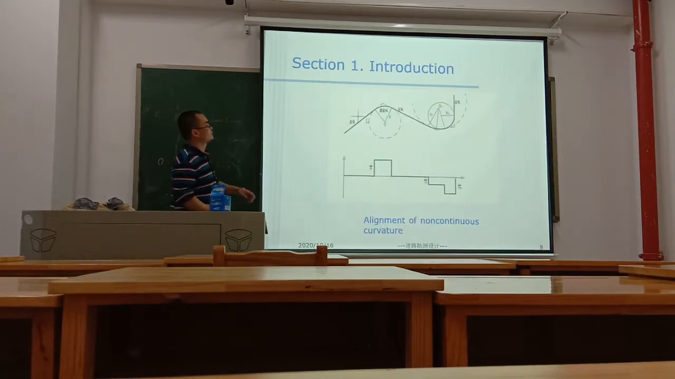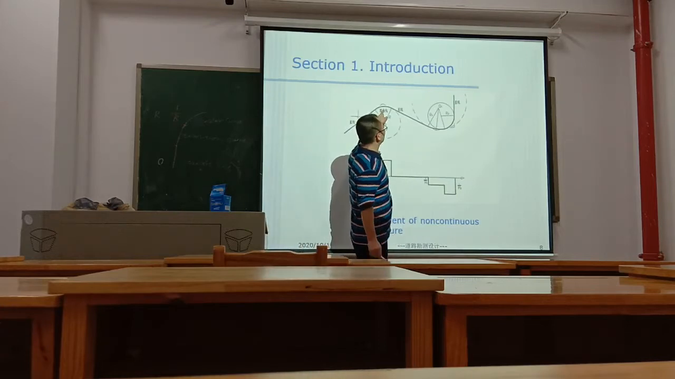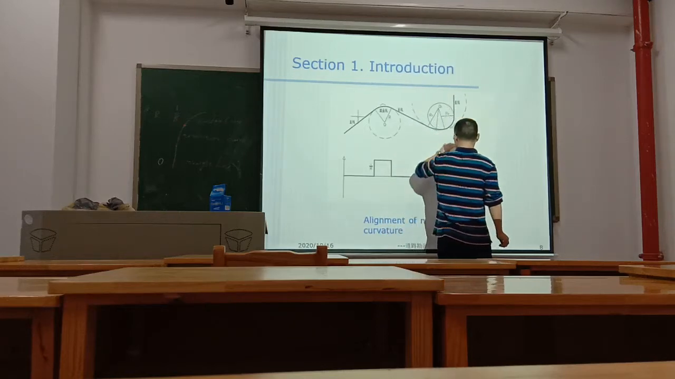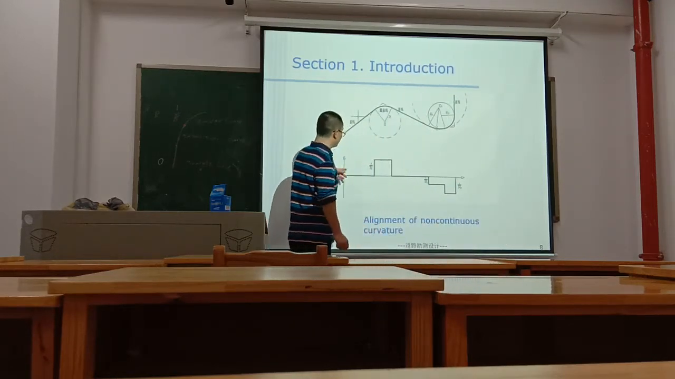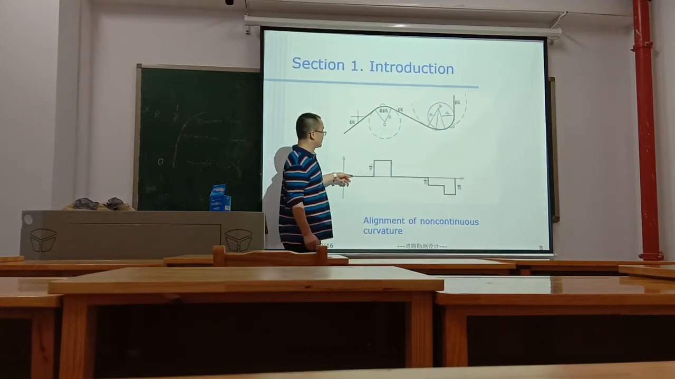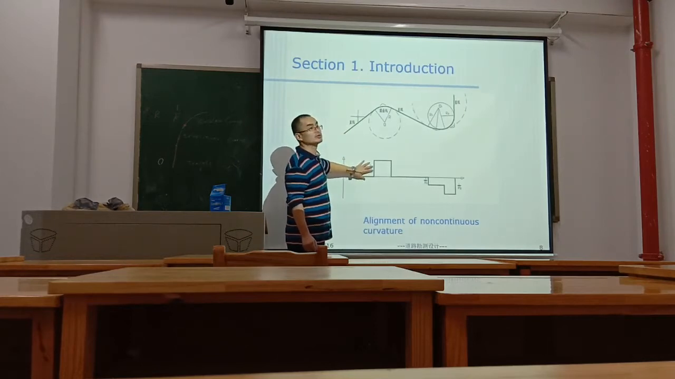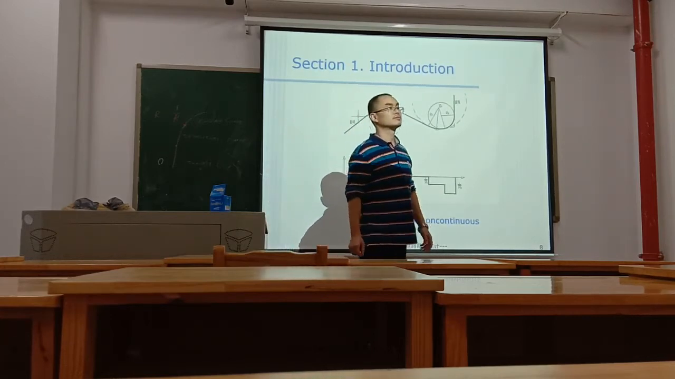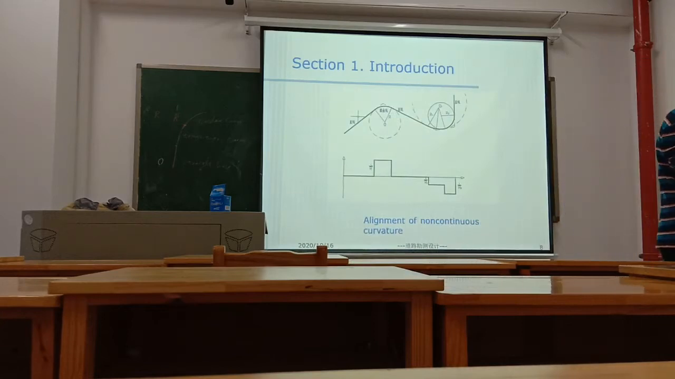This is a straight line. This is a circular curve. This is a straight line. This is a circular curve. This is the corresponding coverage of every element. Straight line is zero. The curvature of the transition curve is how many? It's changeable. It is variable.